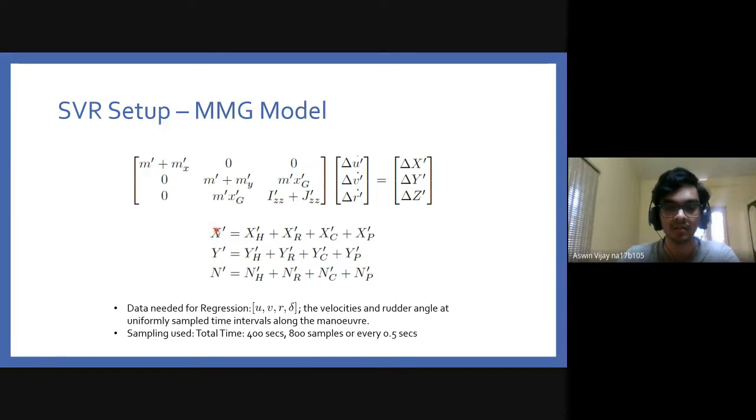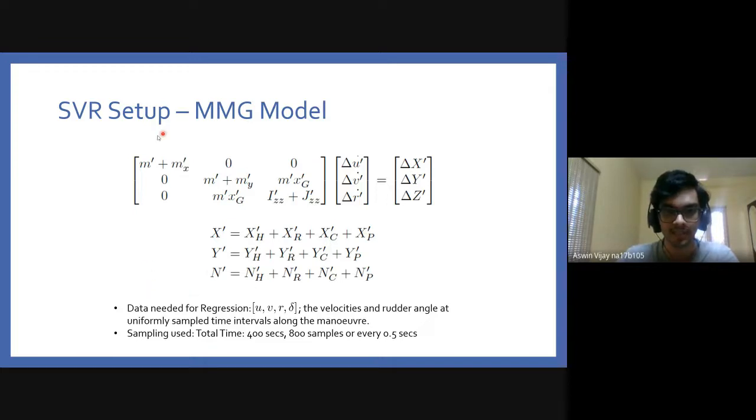For now, we can see the different forces and moments that are contributing to this: capital H stands for the hydrodynamic force, capital R is the rudder force, capital C is the Coriolis force, and capital P is the propulsion force given by the propeller. So only XP will have a value because it acts in the body frame X direction, while YP and NP will be zero because the propeller only pushes the ship forward.